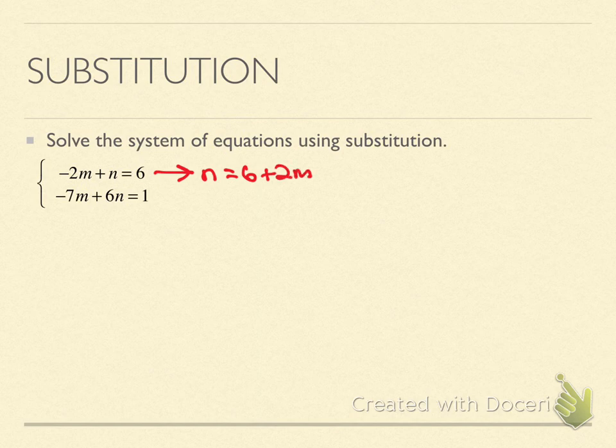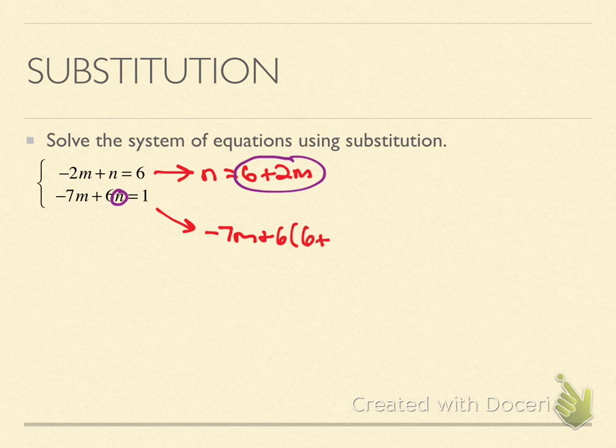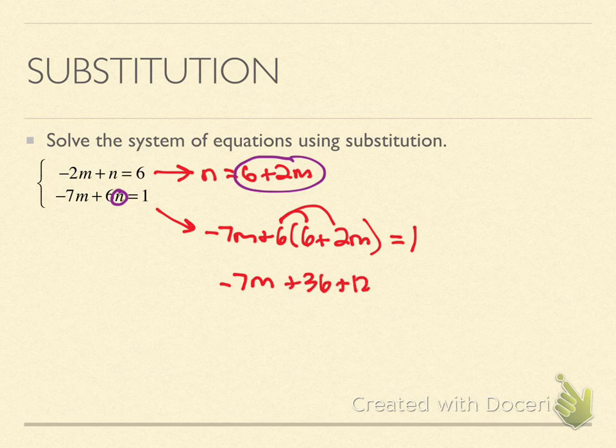And now that I know that n equals 6 plus 2m, I'm going to make a substitution in that other equation. Okay, I'm going to take 6 plus 2m and replace that for n over there. So I've got negative 7m plus 6. And then for n, I'm plugging in everything that n equals and finishing off my equation with that equals 1. Now I do my distribution. In order to start solving for m, I'm going to have a plus 36 plus 12m right here.